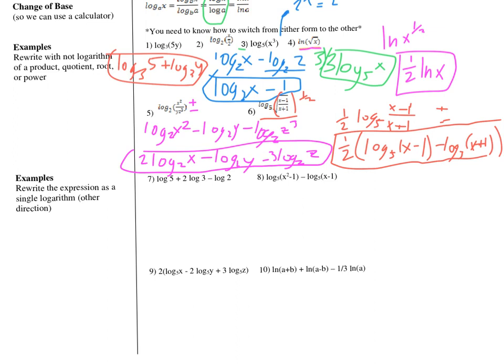Remember that we don't have any rules for adding or subtracting inside a log, so I cannot expand that one right there. What I could do though is I could distribute this 1/2 in there. And so I could call this 1/2 log base 5 of x minus 1 minus 1/2 of log base 5 of x plus 1. I think that's also an acceptable answer. I would think that WebSign would actually take either one of those. I don't think that one is better than the other.